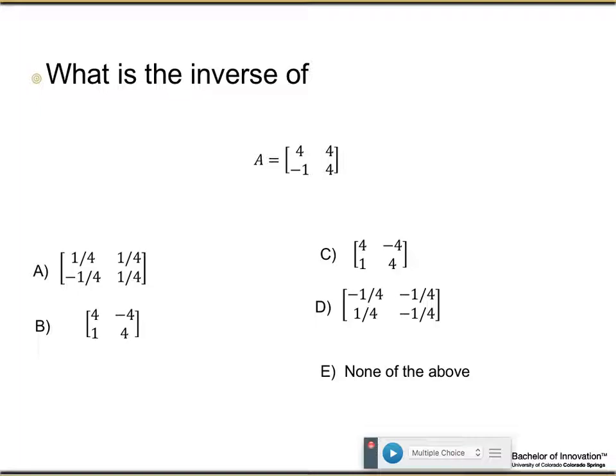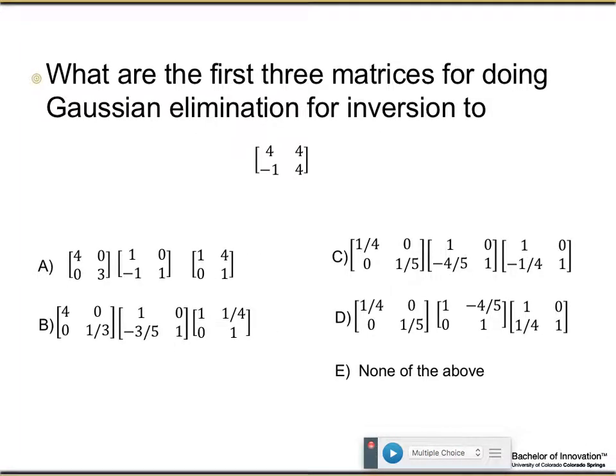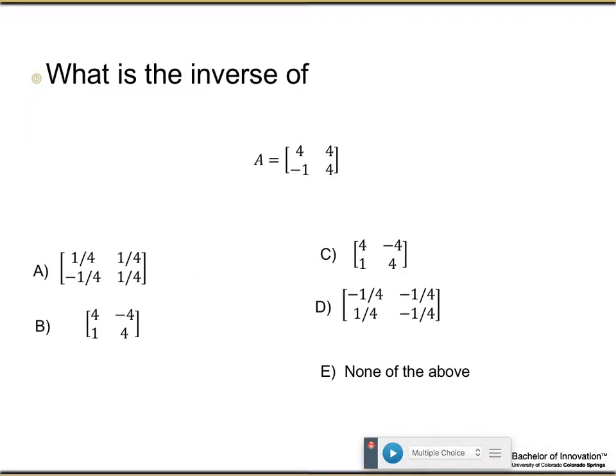Okay, so just for fun, what's the inverse of the matrix A equals 4, 4, minus 1, 4? If that matrix looks familiar, that's because it's the same matrix, but now I want the actual inverse. You can work with your neighbor. These are calculational ones.